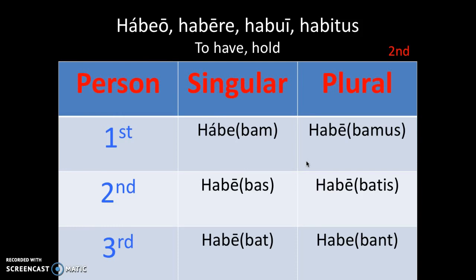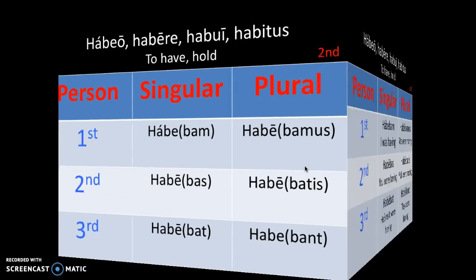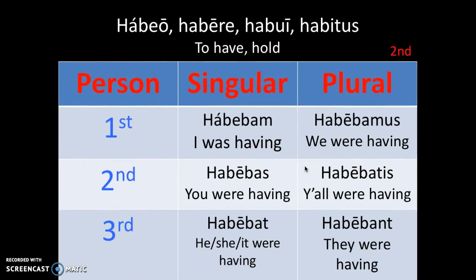Now let's take a second conjugation verb, in this case, habeo, habere, habui, habitus, which means to have or hold. Now you will look at the second principal part, take out the re and drop it all down, and it's literally the same concept of conjugating as first conjugation verbs. When you're done, you should end up with habebam, I was having. Habebas, you were having. Habebat, he slash she slash it was having. Habebamus, we were having. Habebatis, y'all were having.